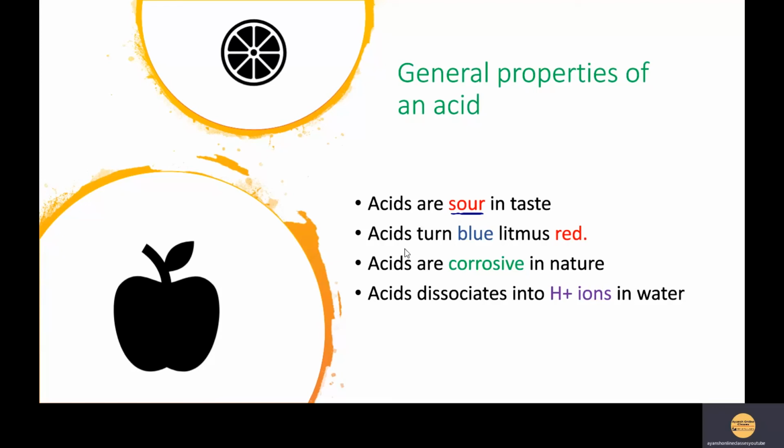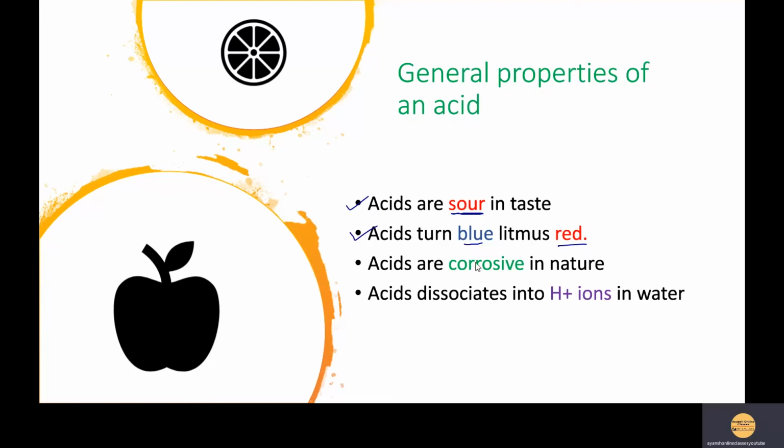Then what is the result that they show with the litmus paper? If you insert a blue litmus paper into an acid, it will turn red. So the second property to remember is that whenever you insert a blue litmus paper into an acid, it is going to turn red.